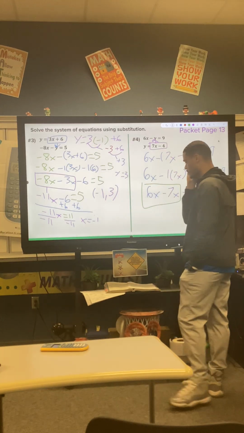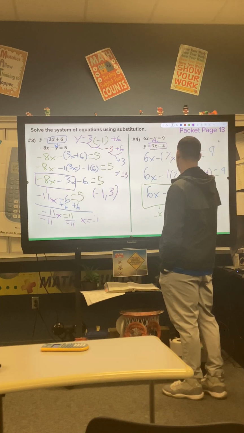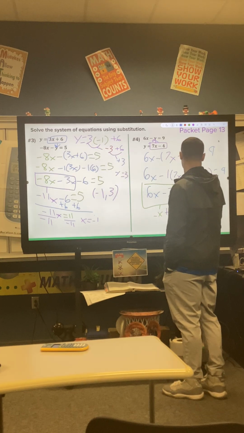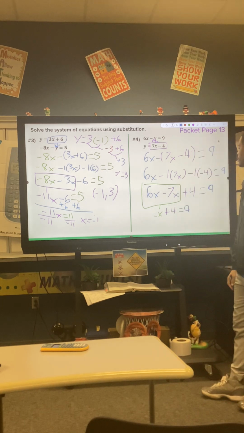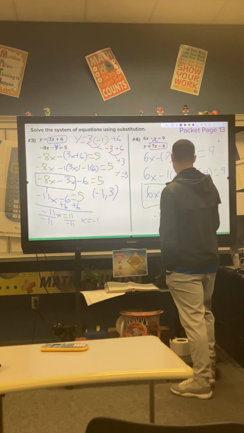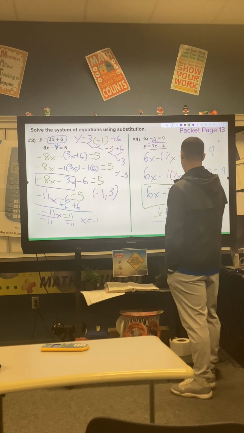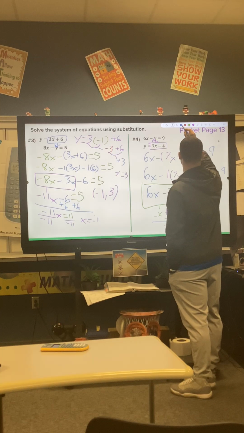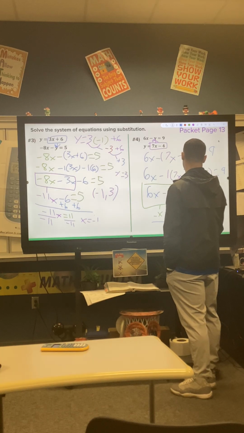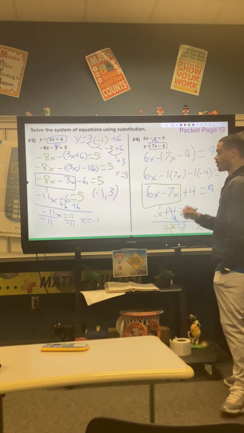I combine my like terms, so 6x minus 7x should give me a -x. And I'm going to bring down the rest of my problem. So now I'm going to subtract 4 from each side. And I should be left with -x is equal to 9 minus 4, which is 5. Then I'm going to divide by -1 to get rid of my negative sign. So x should equal a -5 now.